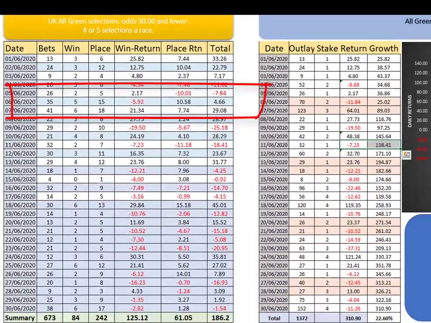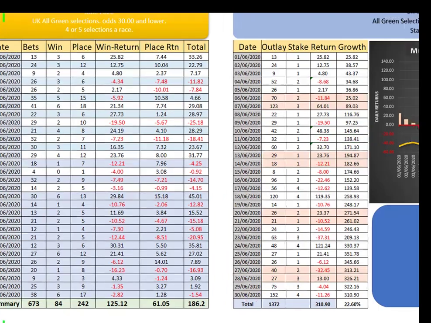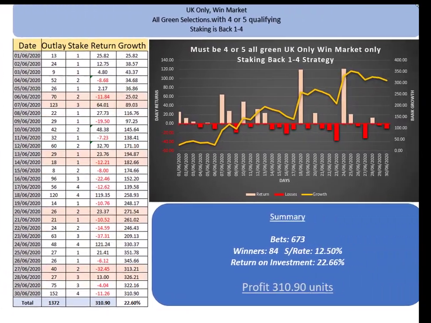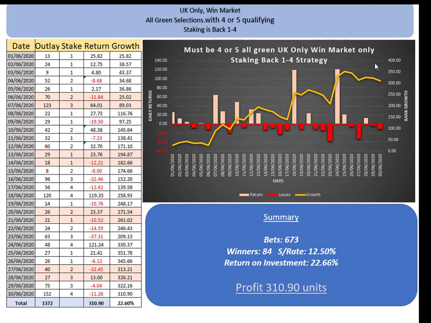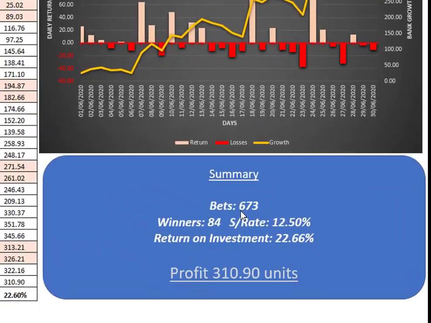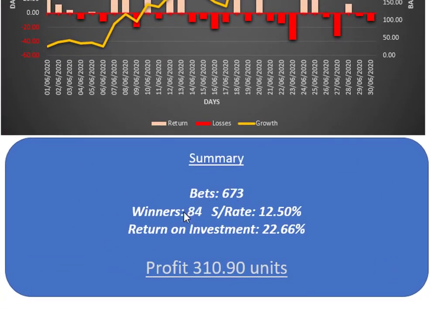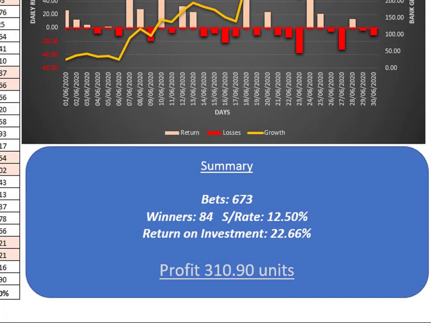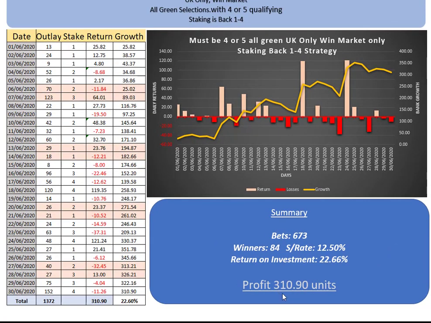If we look here, here is our 4 and 5 horses. So 4 and 5 horses only, and we can see for the month of June we had 673 bets, we had 84 winners, and we had a strike rate of 12.5%, but the return on investment, as I said before, was 22.66% on the back one staking plan. So a profit there of 310 units for our £1,300 that we outlaid.